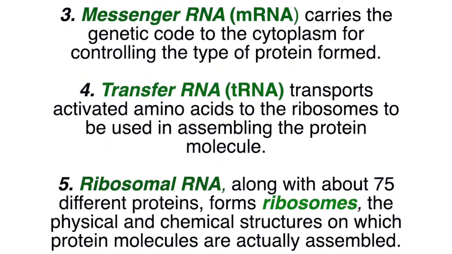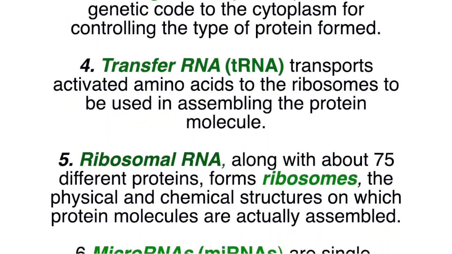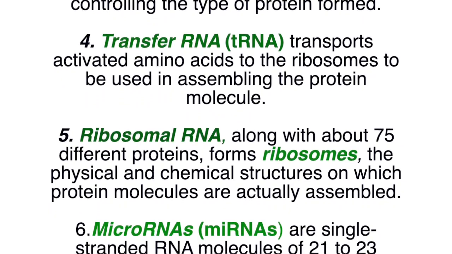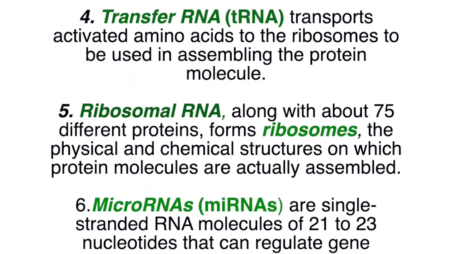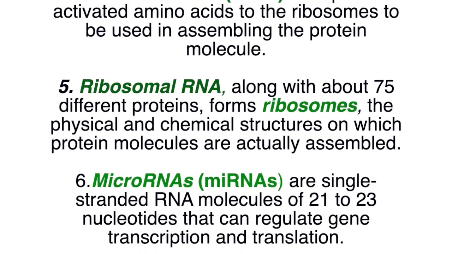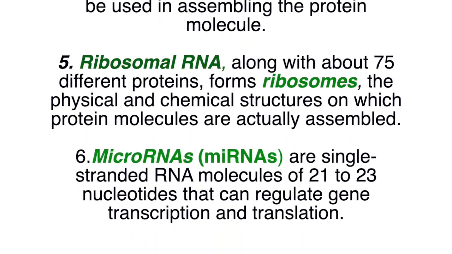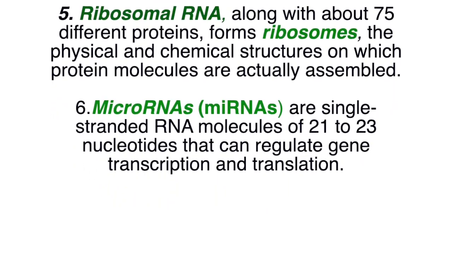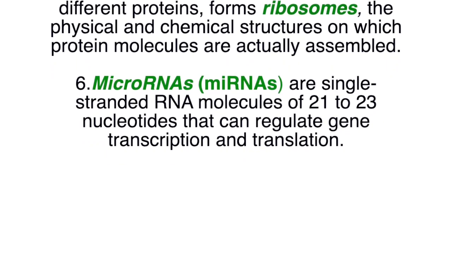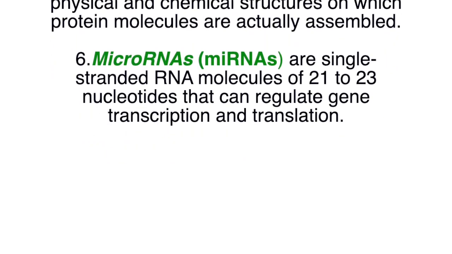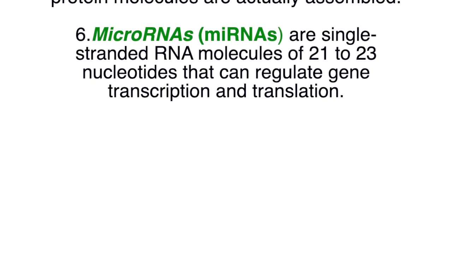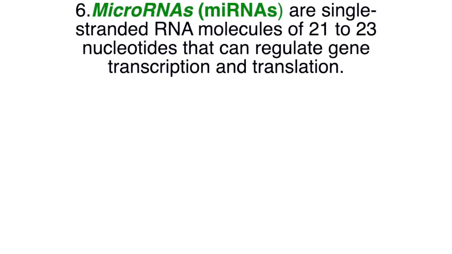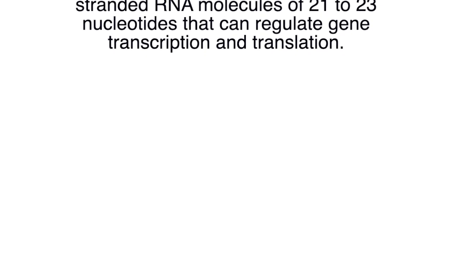4. Transfer RNA, tRNA, transports activated amino acids to the ribosomes to be used in assembling the protein molecule. 5. Ribosomal RNA, along with about 75 different proteins, forms ribosomes, the physical and chemical structures on which protein molecules are actually assembled. 6. MicroRNAs, miRNAs, are single-stranded RNA molecules of 21 to 23 nucleotides that can regulate gene transcription and translation.